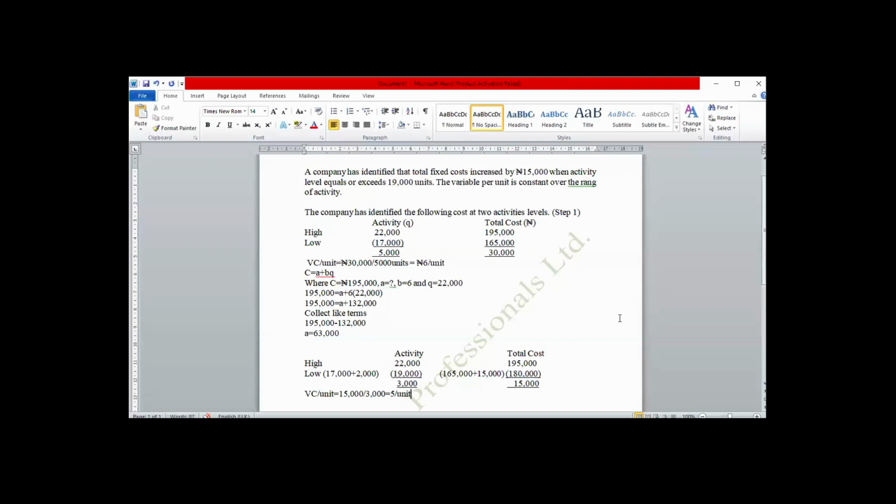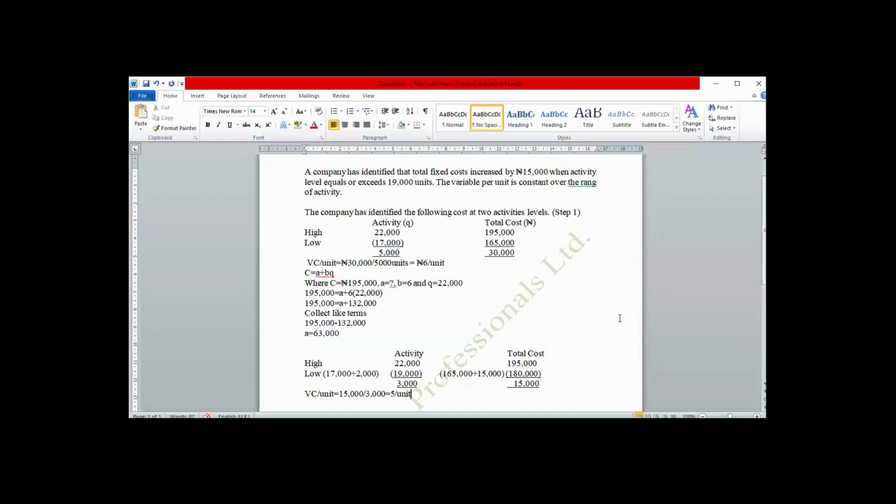What we're saying is this. They said on a good day, we will have done the normal calculation. And we said that our variable cost is supposed to be 6 naira per unit. Yes, sir. Because we were told that the variable cost per unit is constant over the range of the activity. Is it clear? Yes, sir.